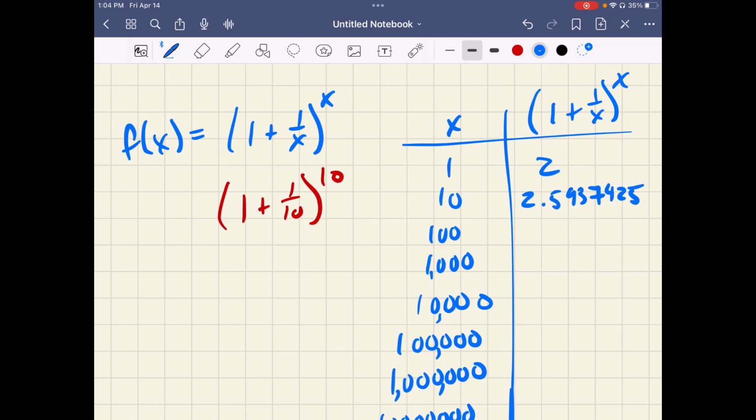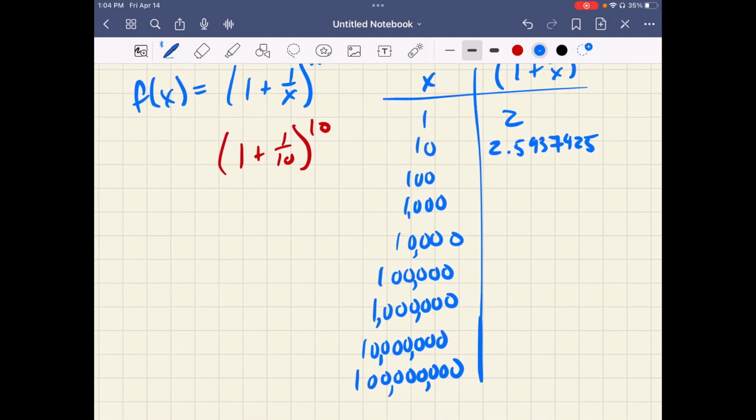But I'm going to go ahead and fill in the rest of these, and you can start to see what happens. Again, all I'm doing is taking these individual numbers, plugging them into my x, and evaluating. So if I plug in the 100, I get 2.7048138. If I plug in the 1000, I get 2.7169239. Plug in the 10,000, I get 2.7181459.